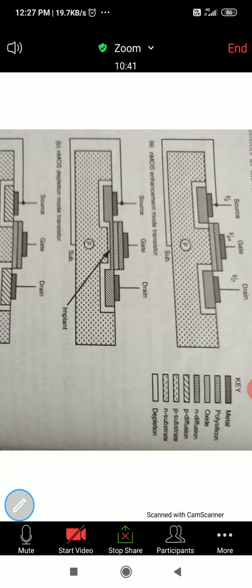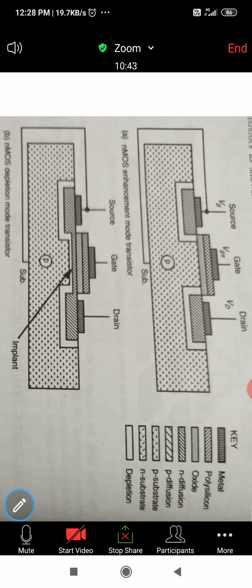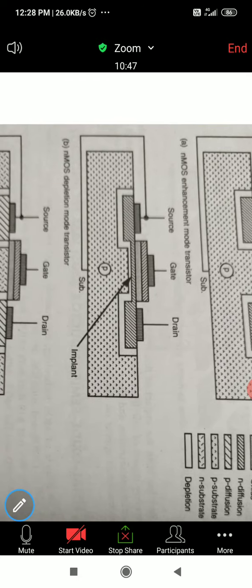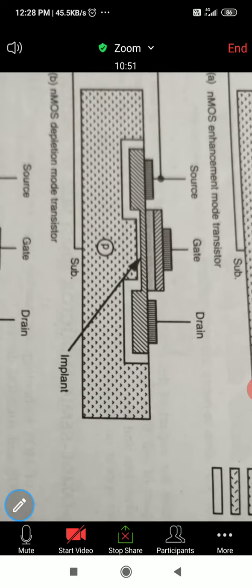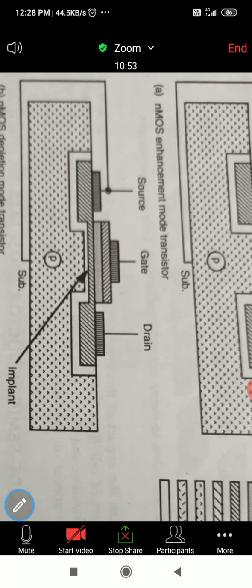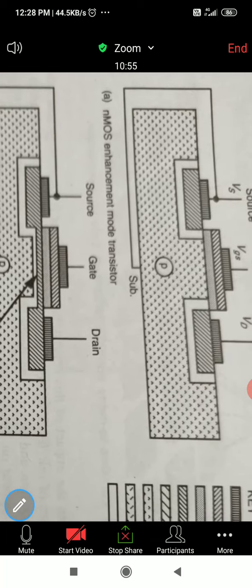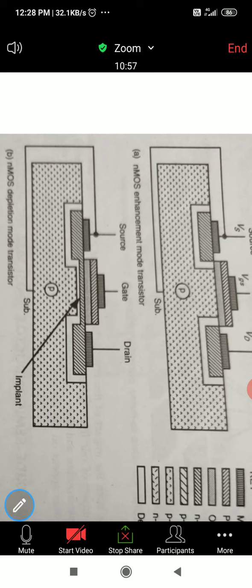Okay, here for NMOS enhancement mode transistor like this, and PMOS depletion mode transistor, like this. Here, what is the difference between enhancement mode and depletion mode is, in the depletion mode transistor, the channel is already present. Okay, that is here representing.